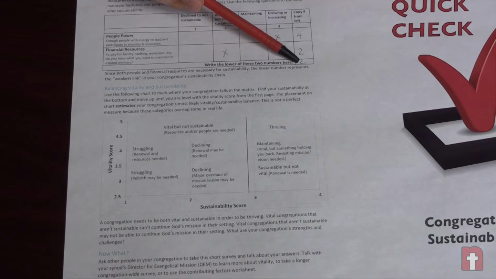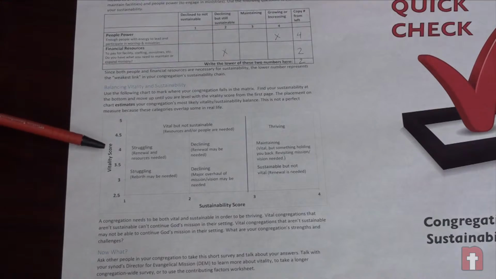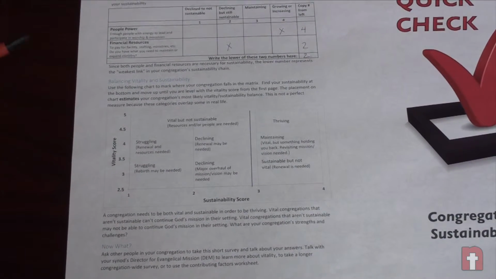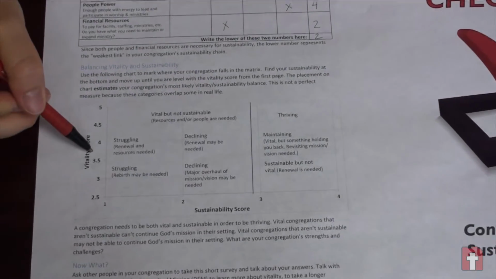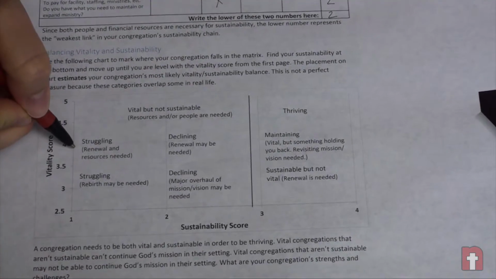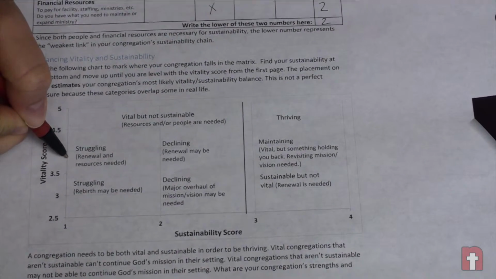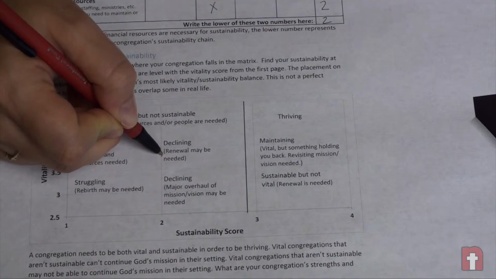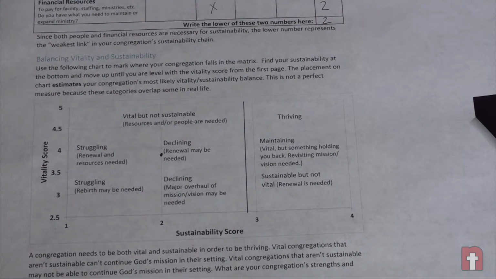So I have those 2 numbers, and I'll go down to the vitality and sustainability score chart. And I was at about a 3.87 in vitality and a 2 for sustainability. So I'm going to put a dot right about there, and that's where I think our congregation is at as the pastor.